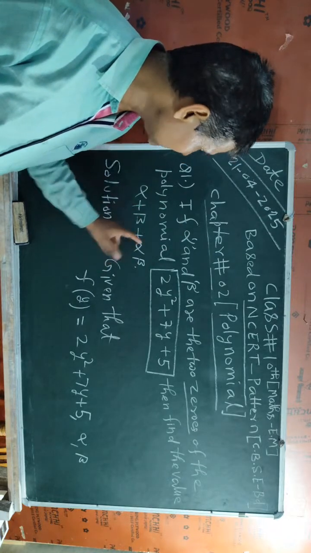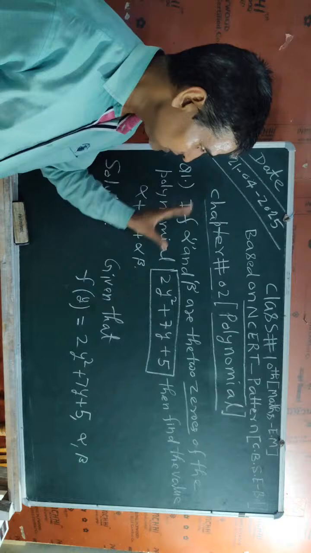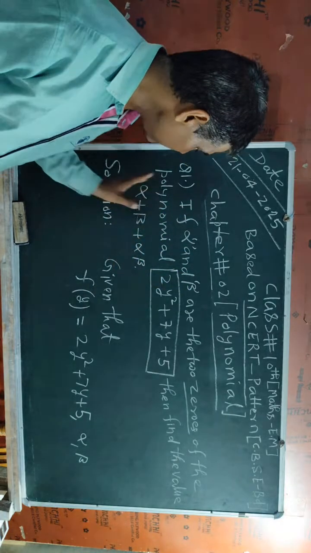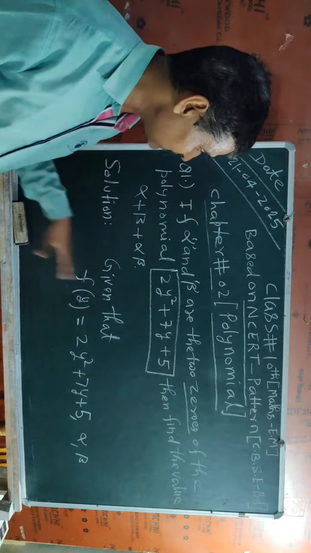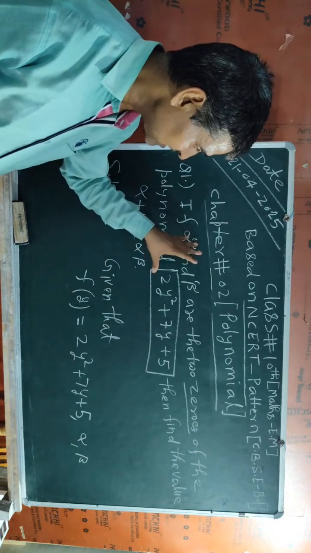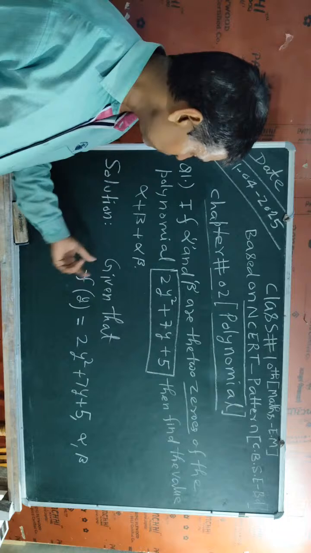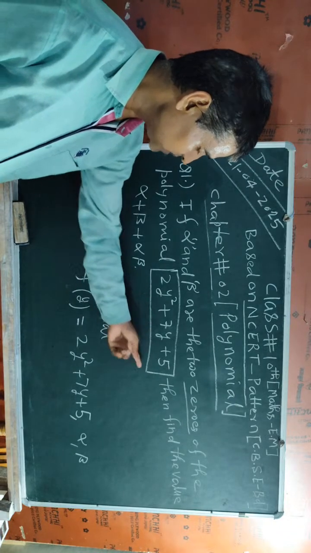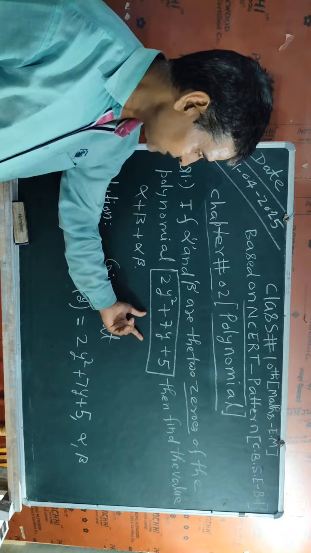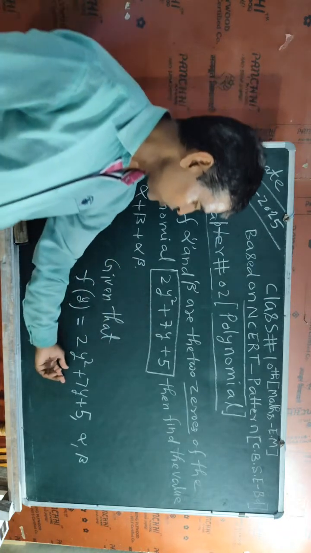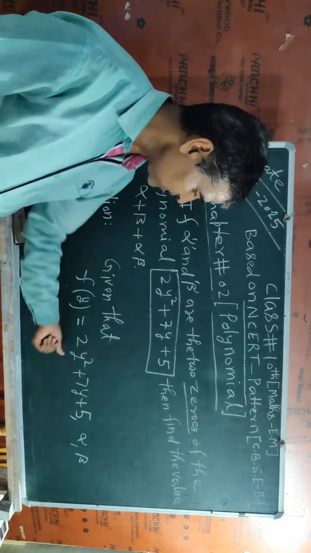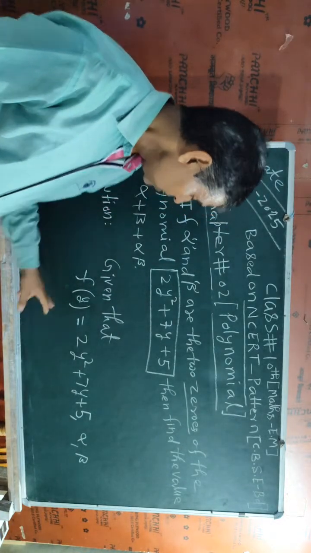So in the first step we have to read the given numerical properly, and in the second step we have to write all the information which is given in the question. So that information is given: 2y square plus 7y plus 5. This is a quadratic polynomial, and I will write this quadratic polynomial in the form of f of y, because here the variable is y.